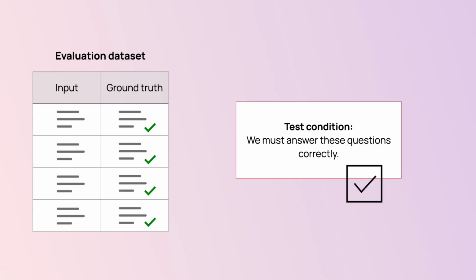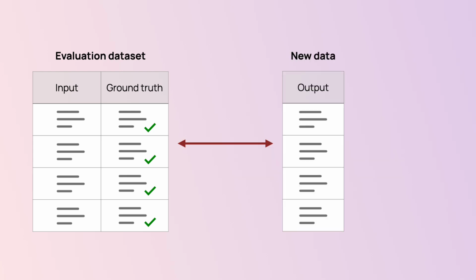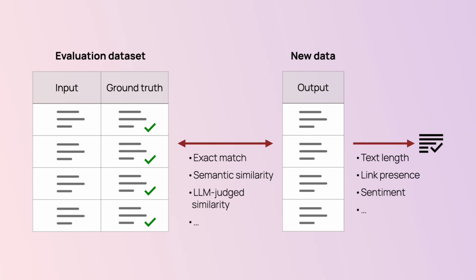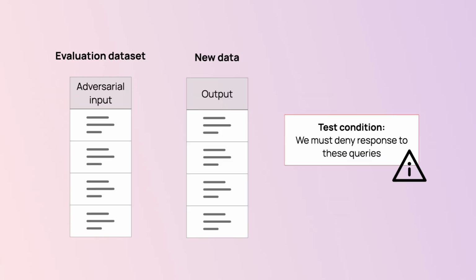Now, let's connect it to the real-world examples that we discussed before. For each evaluation dataset you have, you will need to have a set of evaluators that match its purpose. If you have a happy path dataset with questions and reference answers, you can use semantic similarity, exact matches, or LLM-as-a-judge to compare new outputs to your ground truth. You can also use simpler checks, like making sure that the link is where it's needed or that the response isn't too long.